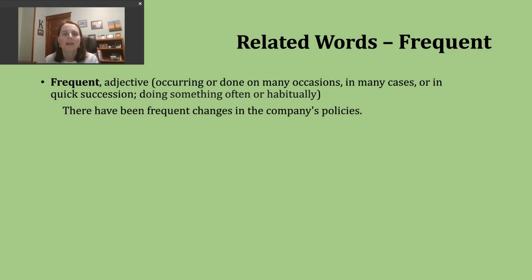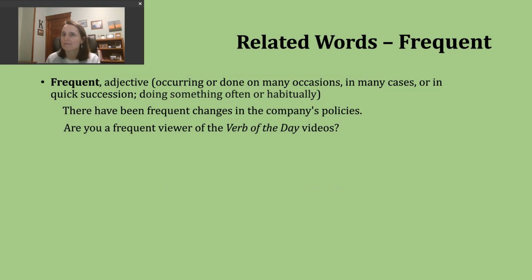So, an example of that. There have been frequent changes in the company's policies. So, maybe this is happening, new policy in week 1, new policy in week 2, and again and again. And then a second way to use that adjective frequent is to just describe the action of doing something often or habitually. An example of this. Are you a frequent viewer of the Verb of the Day videos? I know I have many loyal viewers, and I'm so incredibly grateful and kind of astonished by that many days. But it's very much appreciated.